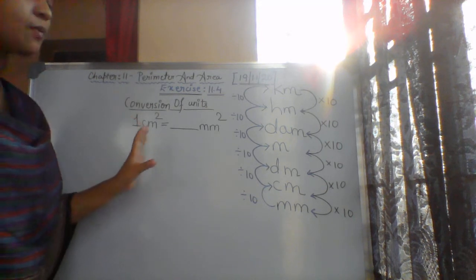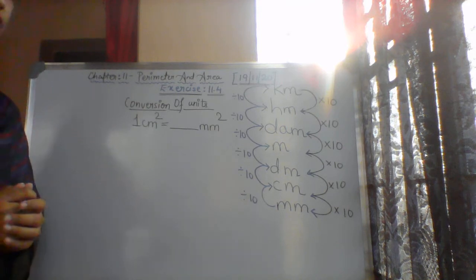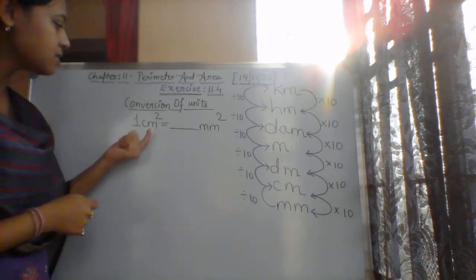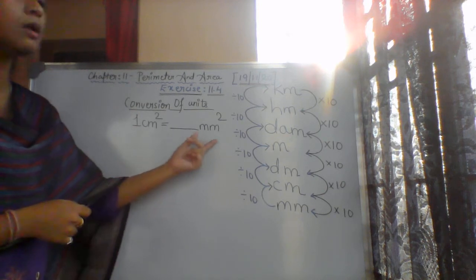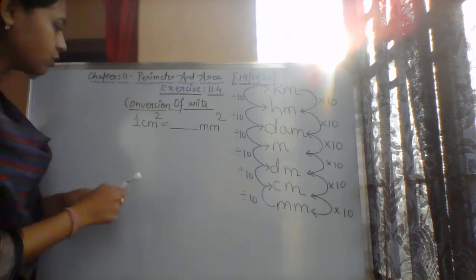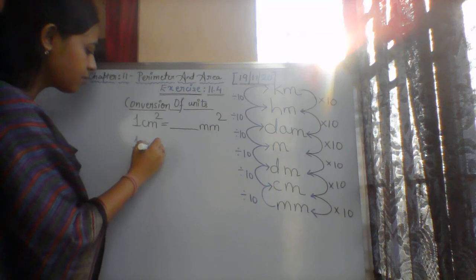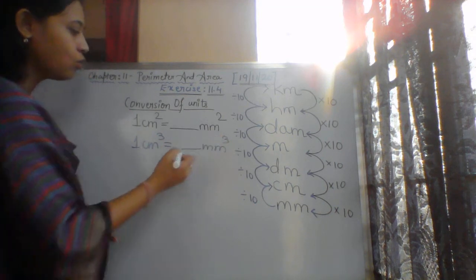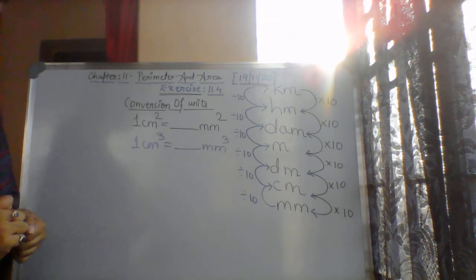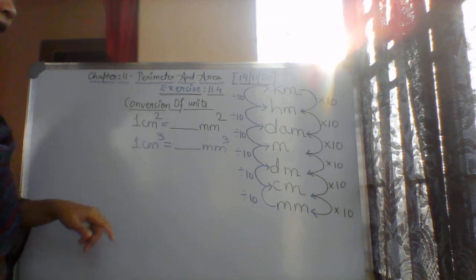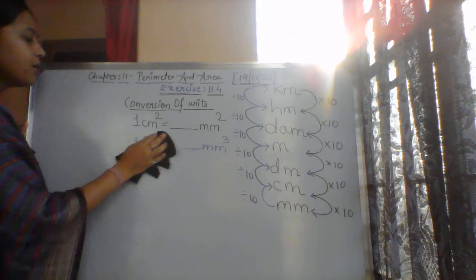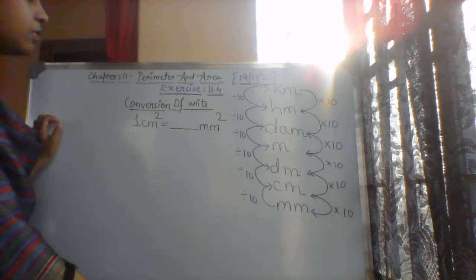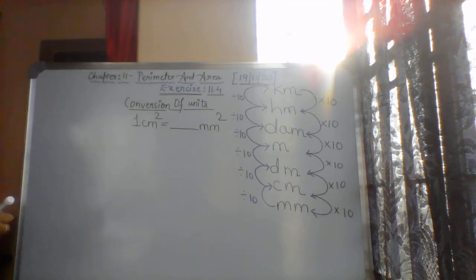This type of conversion is a new type of conversion. Again, you will come to know how to convert 1 centimeter cube into millimeter cube. The same way only we will get that also. So first, 1 centimeter square equals to how much millimeter square.